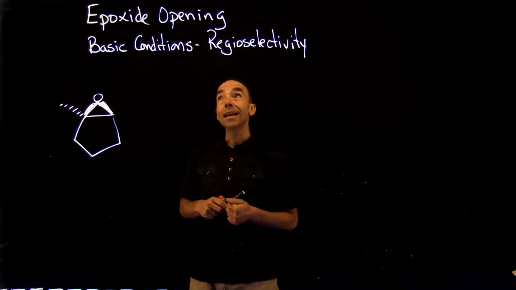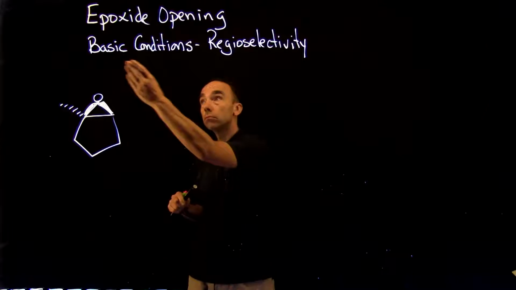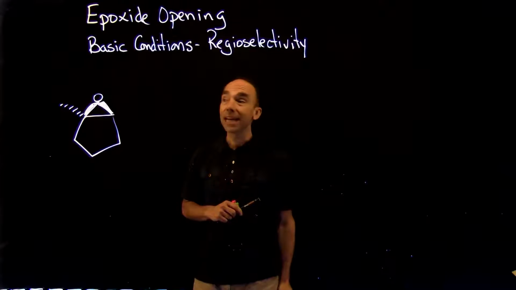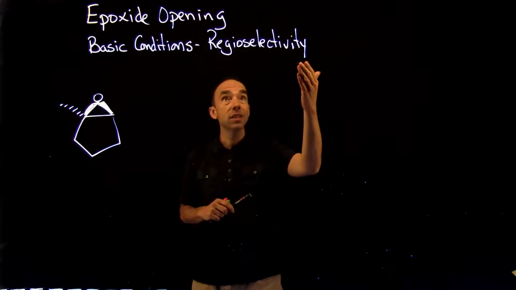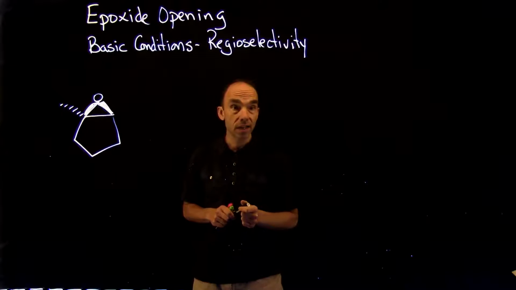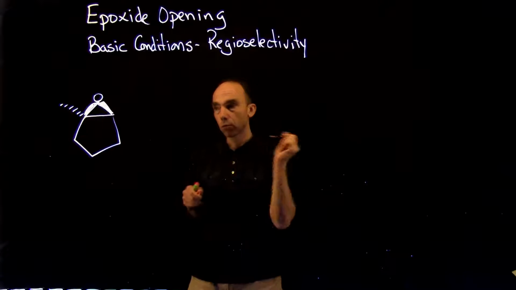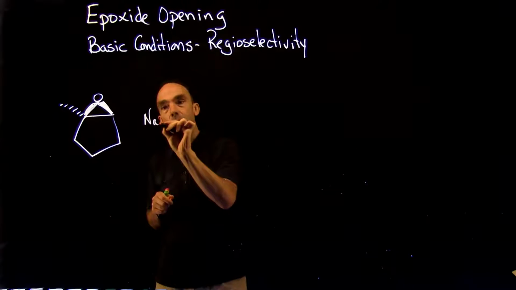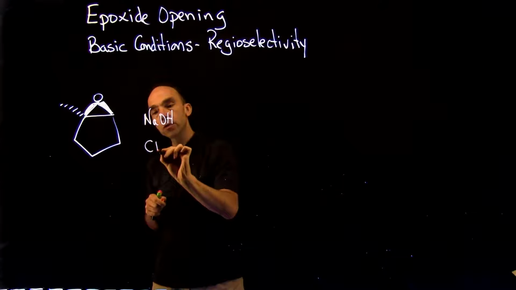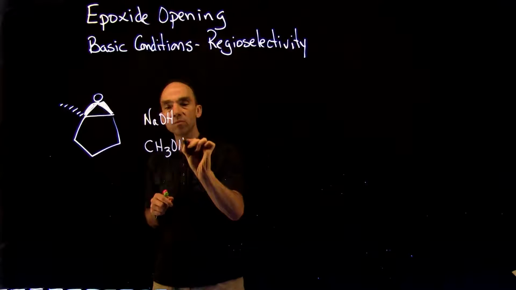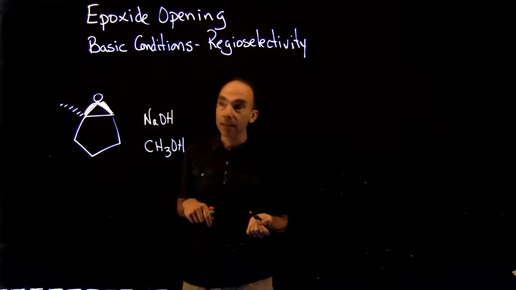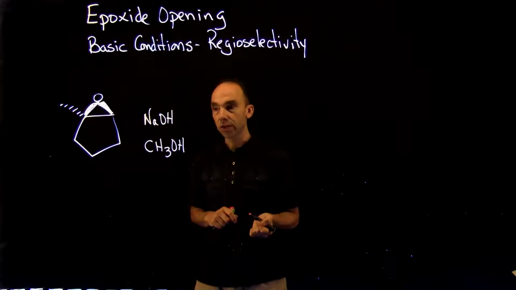So we're going to be looking at how epoxide can be opened. In this video, we're going to be looking at the basic condition and specifically considering the regioselectivity of the reaction. A standard condition uses, for example, sodium hydroxide and methanol, obviously a basic condition.